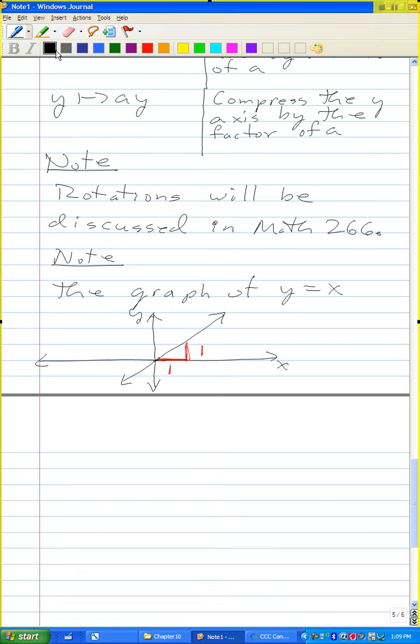So now, let me perform the following scaling. So let's now do the following transformation.